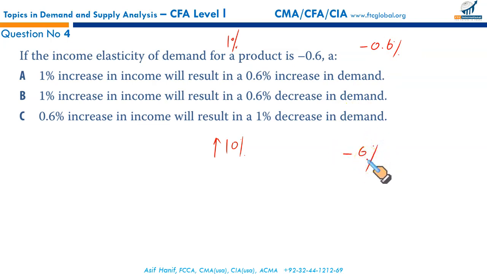So look at the options there. A: a 1% increase in income will result in a 0.6% increase in demand. Wrong. Decrease, not increase. B: a 1% increase in income will result in a 0.6% decrease in demand. Correct. That's what we have just discussed. And then, totally the other way around, a 0.6% increase in income will result in a 1% decrease in demand. That's wrong. It's the other way around, in fact. So that makes B the correct option.